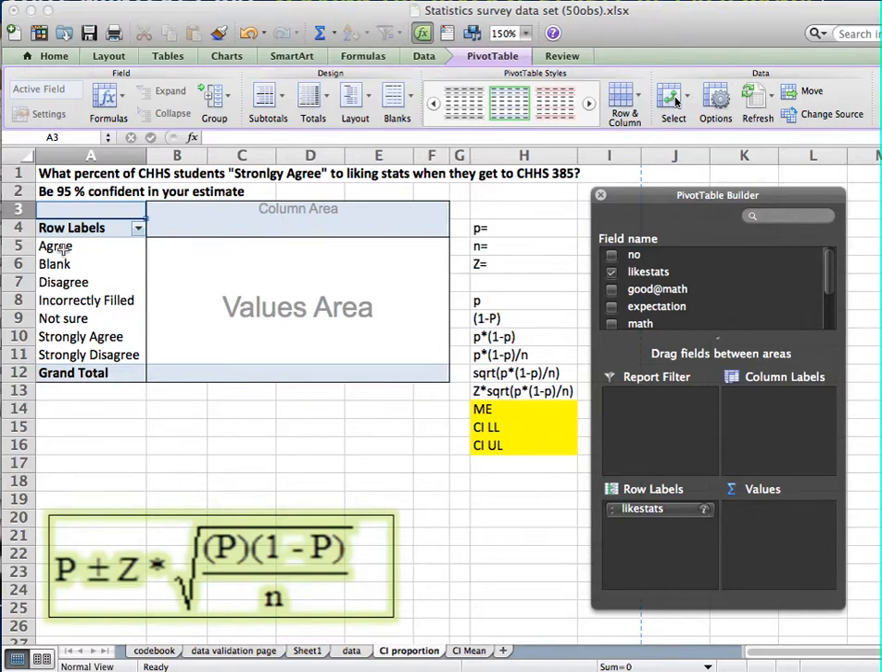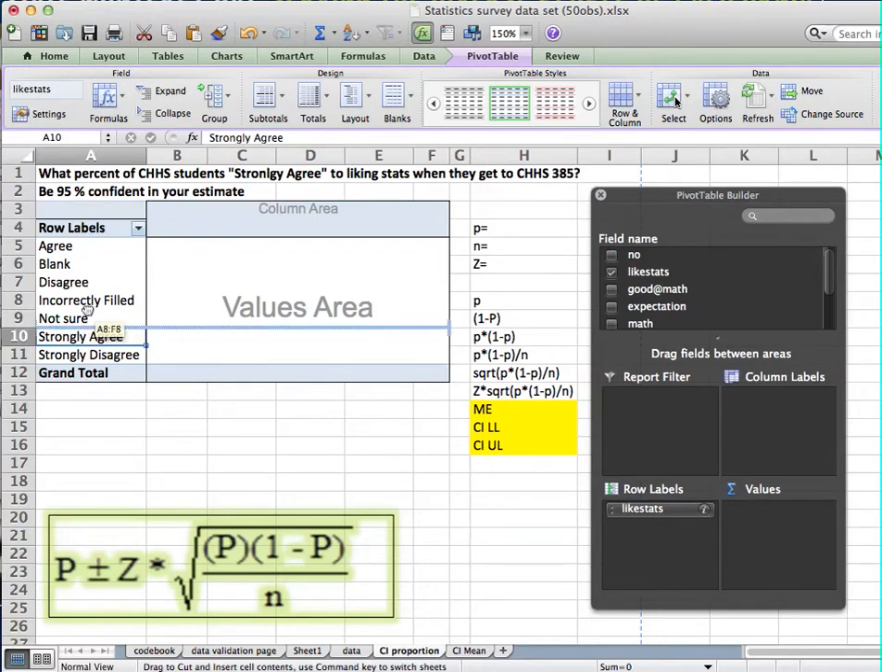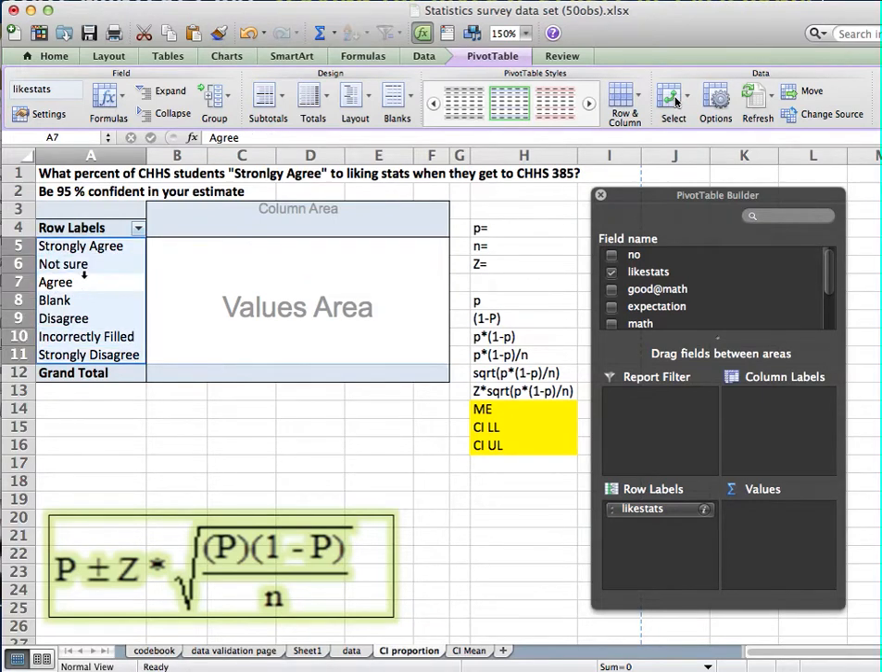Now one of the problems is that this is not ordered, right? And it's an ordinal variable, so we want them to be ordered. So I'm just going to move this to make it ordered, right? Strongly agree, then probably not sure. I'm just clicking and then dragging them. Whoops, it was supposed to go here. And then disagree, and then strongly disagree, and then the ones that didn't answer or the ones that answered incorrectly, right?